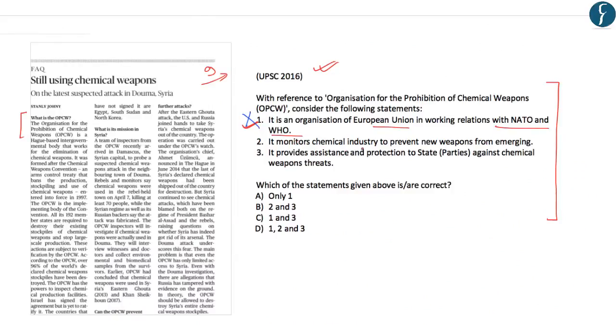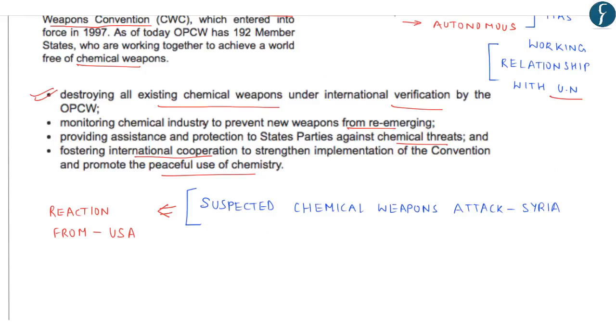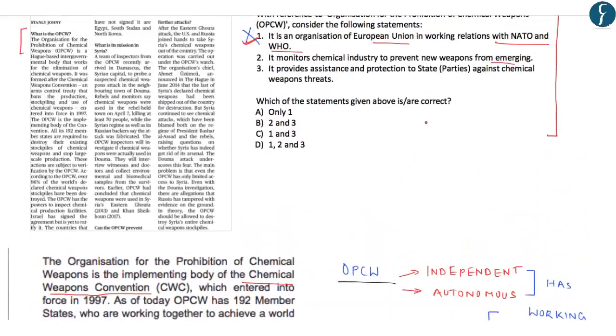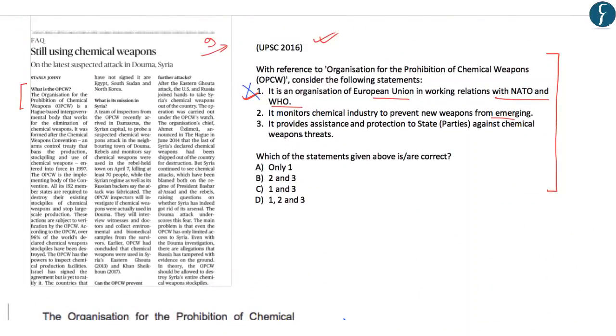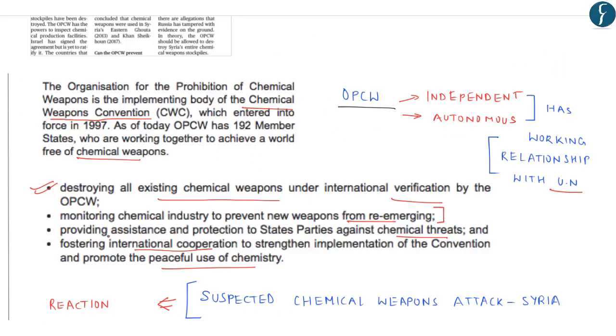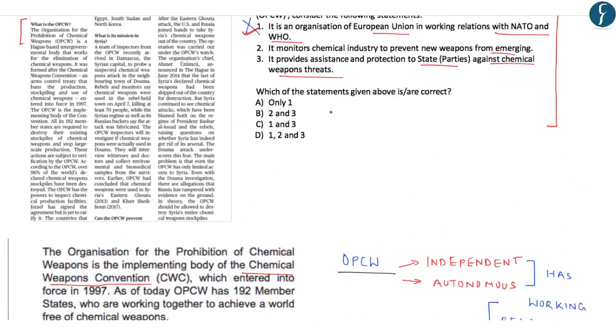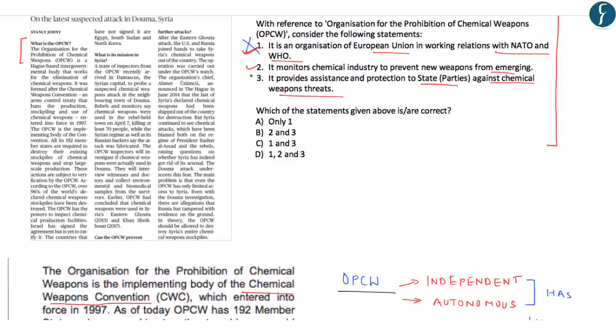Second, it monitors the chemical industry to prevent new weapons from emerging. As you can read in one of the key provisions of the convention, monitoring the chemical industry to prevent new weapons from re-emerging. Is it the exact statement which has been quoted in the question? Third, it provides assistance and protection to state parties against chemical weapon threats. You can read again, providing assistance and protection to state parties against chemical threats. So these two statements, statement number 2 and statement number 3, become correct.